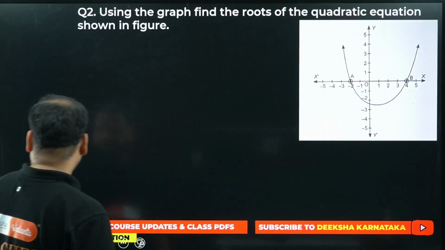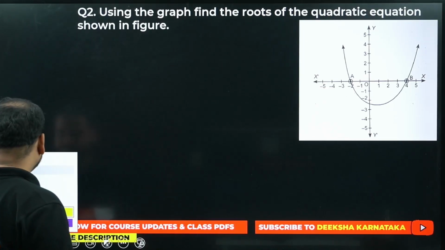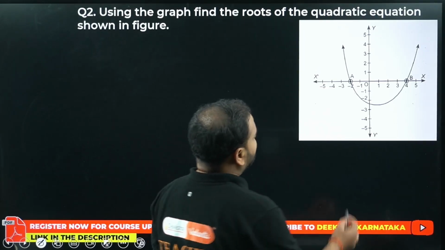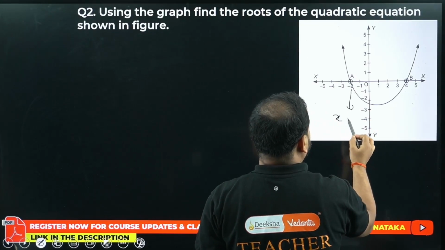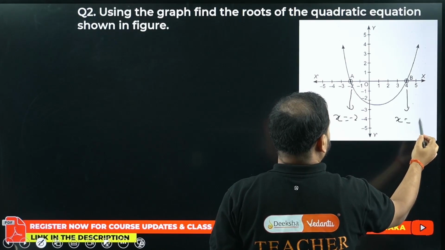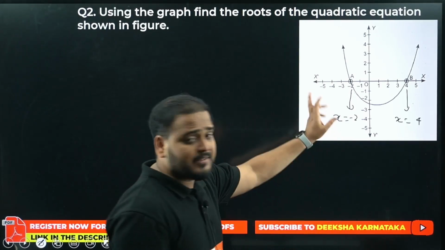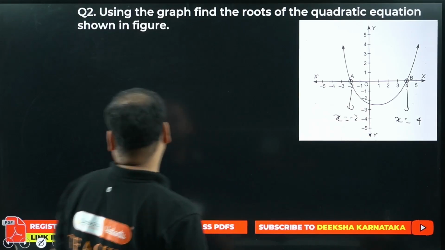Very simple. So if you check this graph, this point is what? At this point, what is the x value? The x value is minus 2. And at this one, what is the x value? The x value is plus 4. The parabolic curve intersects the x-axis at 2 points, which means 2 zeros.